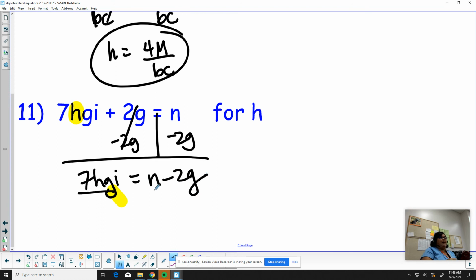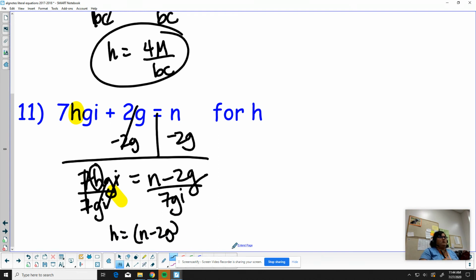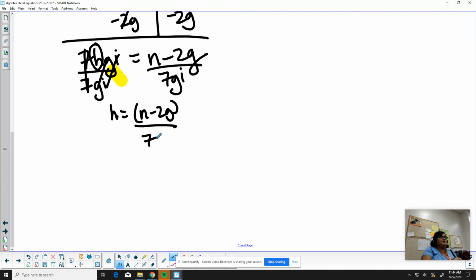And then I could divide everything that's in the way, and the only thing I want left is this h. So I'm going to divide by 7, g, and i. The reason I can do that is because they're all multiplied, so doing the opposite, divide, would get rid of all of them. So I'm left with h on this side, n minus 2g over 7gi. That one was tough. If you got that right, good job.